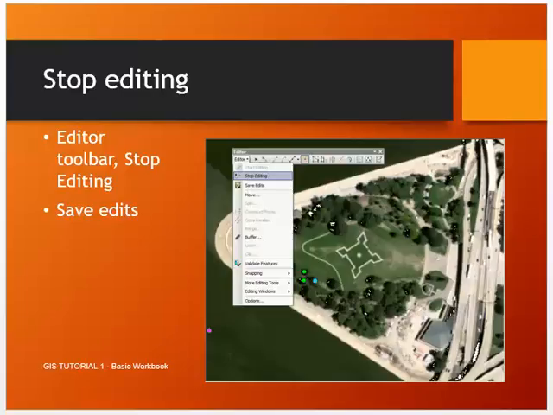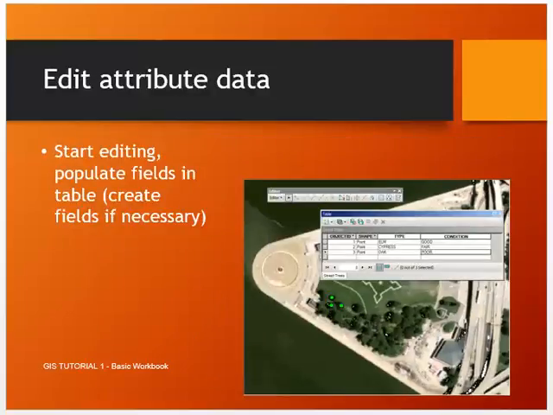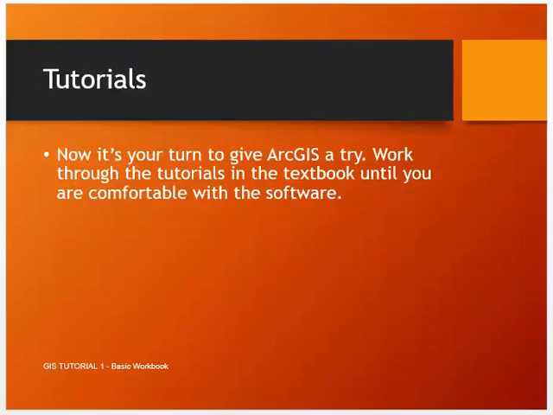So once you're done with that, you can go in and you can start editing your attribute table. Again, if you're in an edit session, you can type directly into the cells in your attribute table. You can also right-click on field headings and calculate values using the field calculator, like we did earlier. Okay, so work through the tutorials.